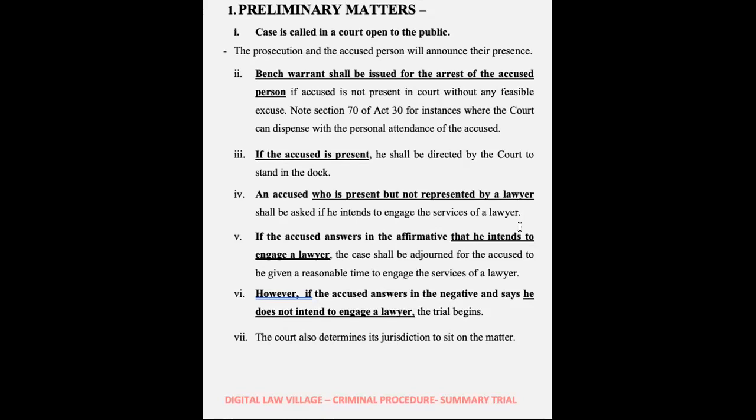And if the accused answers in the affirmative, that he intends to engage the service of a lawyer, then the case will have to be adjourned, but the accused will be afforded a reasonable time to engage the service of a lawyer. But if the accused answers in the negative and says that he does not intend to engage a lawyer, that's when the court shall proceed to deal with the matter. At the preliminary stage, it's also important to note that the court determines its jurisdiction to sit on the matter.